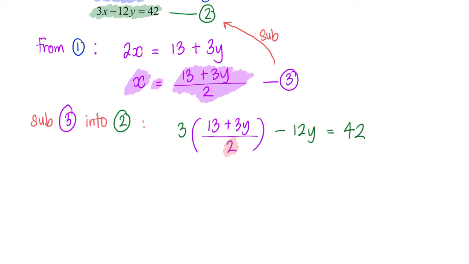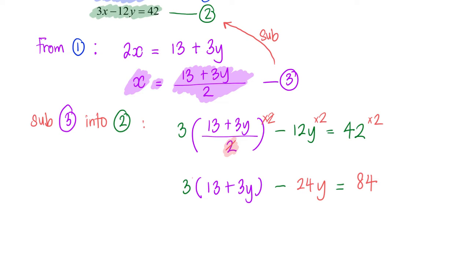So this is what's going to happen, okay? I'm going to multiply throughout by 2. So I'm going to times 2, times 2, times 2. We can do that so that the 2 and the 2 here can divide off. I'm left with, please remember, we still have my 3 outside. I'm left with this 13 plus 3y. Minus away 2 times 12y, 24y. 42 times 2 is 84.